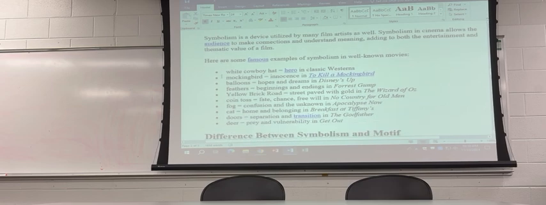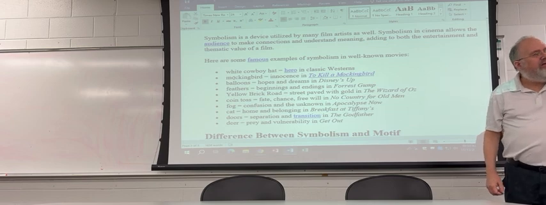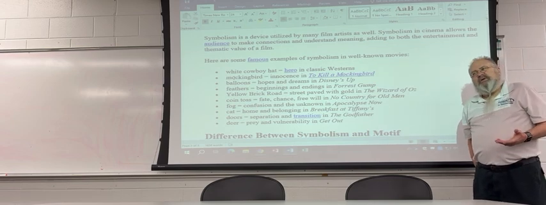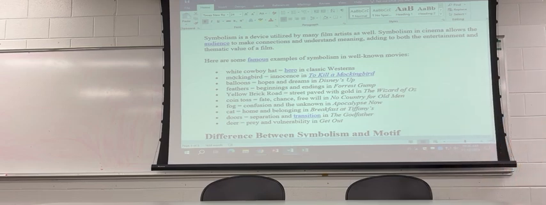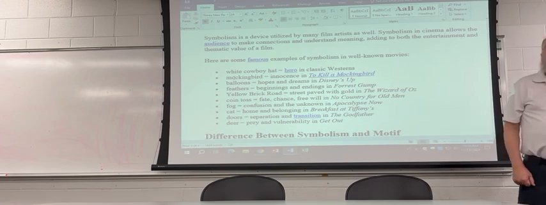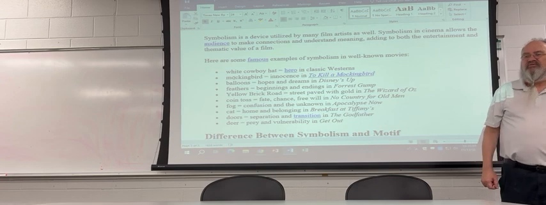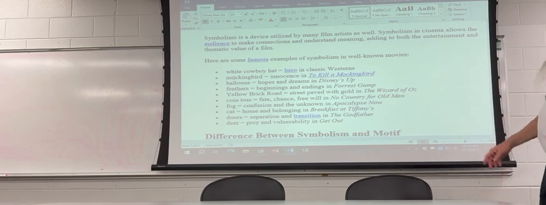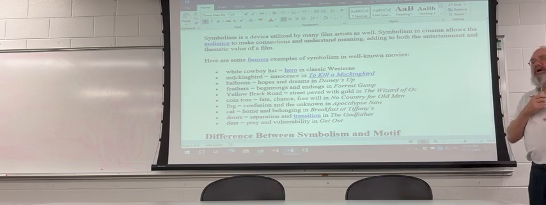This is kind of cool, right? These are examples of symbols in movies, right? So a white cowboy hat in a classic Western meant a good guy. And a black cowboy hat, not so much anymore, well, the black cowboy hat meant a bad guy. Okay. The mockingbird, in To Kill a Mockingbird, was a symbol of innocence. So to kill a mockingbird meant to kill the innocence of Boo Radley, if you're familiar with the story. Okay. Balloons tend to mean hopes and dreams, for example, in the movie Up.